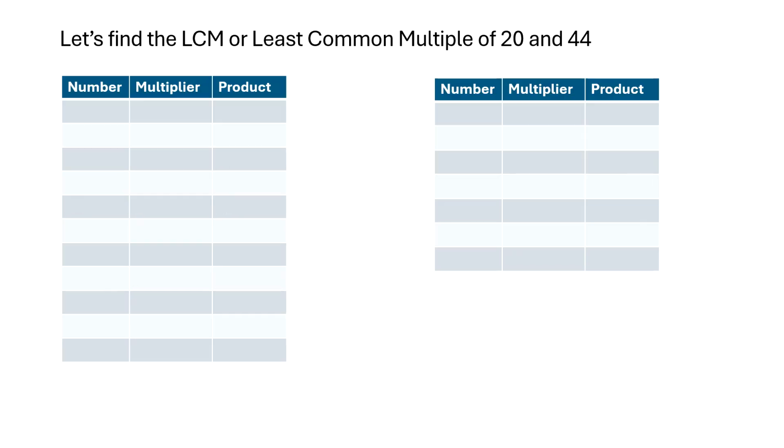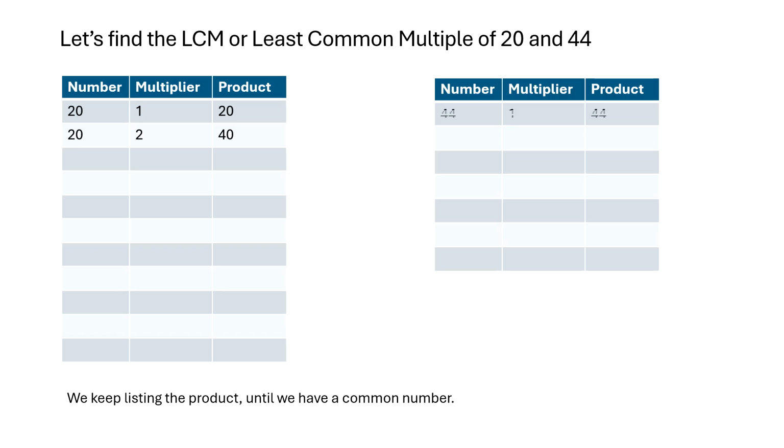Let's find the LCM, or least common multiple, of 20 and 44. First table we'll use to list the multiples of 20. Second table we'll use to list the multiples of 44. So we keep on listing the products until we have a common number in both tables. 20 times 1, 20. Nope. 20 times 2, 40. 44 times 1 is 44.